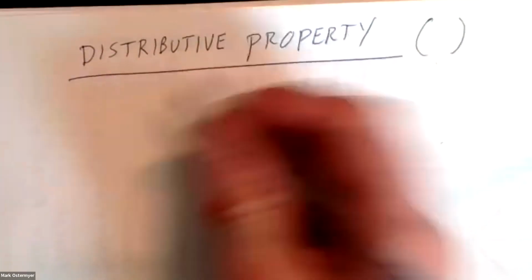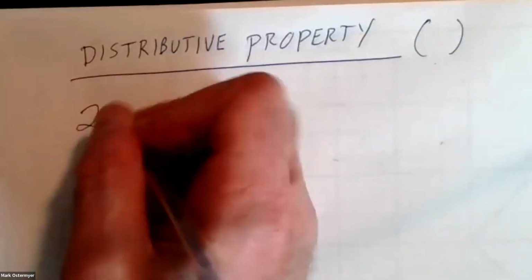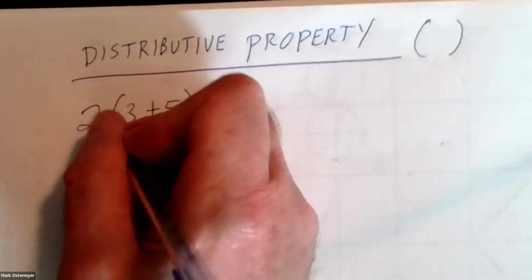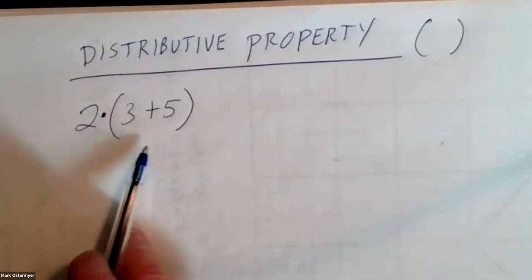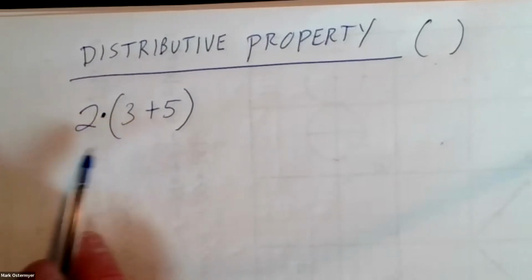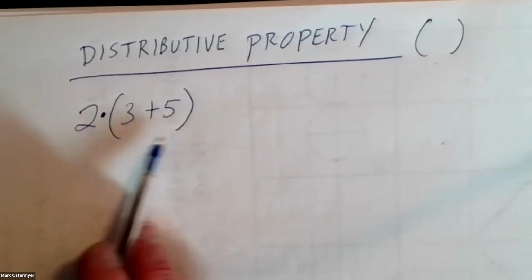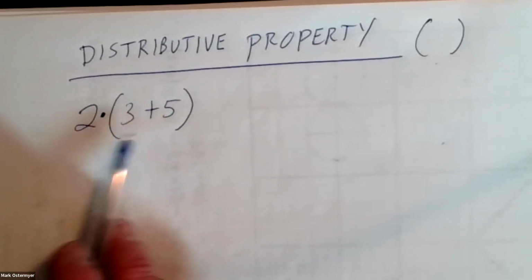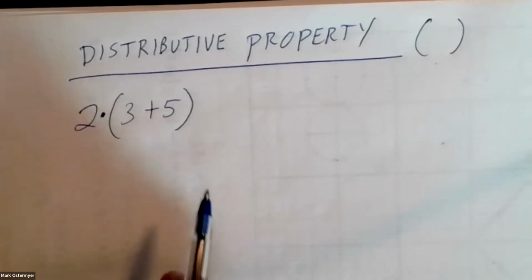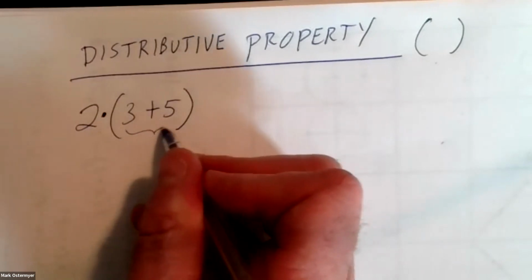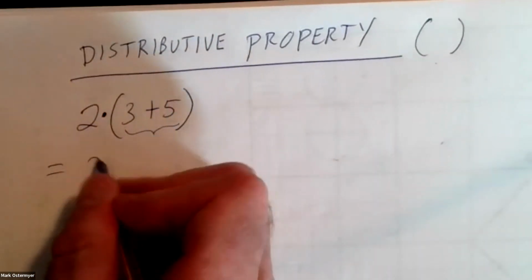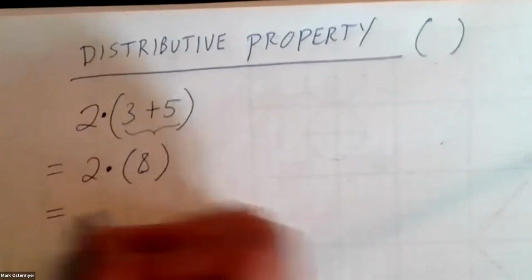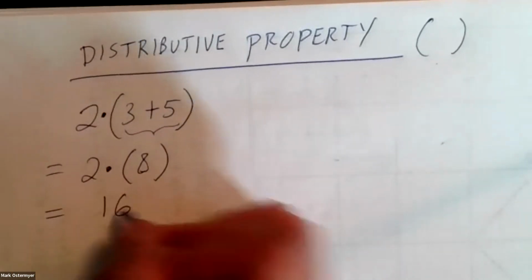Now, let's show you how this distributive property works here. If I give you this expression here, and I had you evaluate this expression, what would you do first? Order of operations. Well, we would do inside the parentheses first. So what's 3 plus 5? We do that first. What is 3 plus 5? Gives you 8. Now what's 2 times 8? 16.